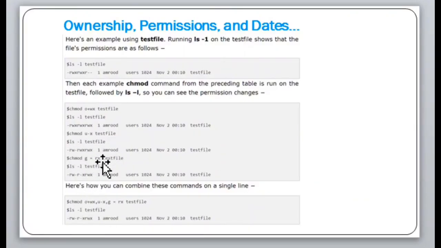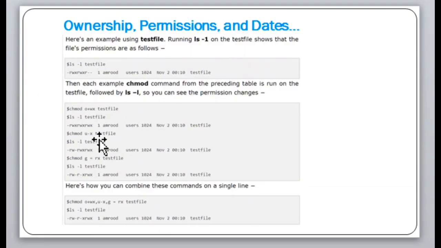And then we can also use the equal sign. So chmod g, which stands for group, which is going to be the middle three, equals read and execute. Okay? So we run an ls -l on test file, and now we see the group has read and execute permissions. Okay? So this, using the equal sign, will actually set the permissions. Even if it had write permissions before, it's just going to set it to exactly what you state.